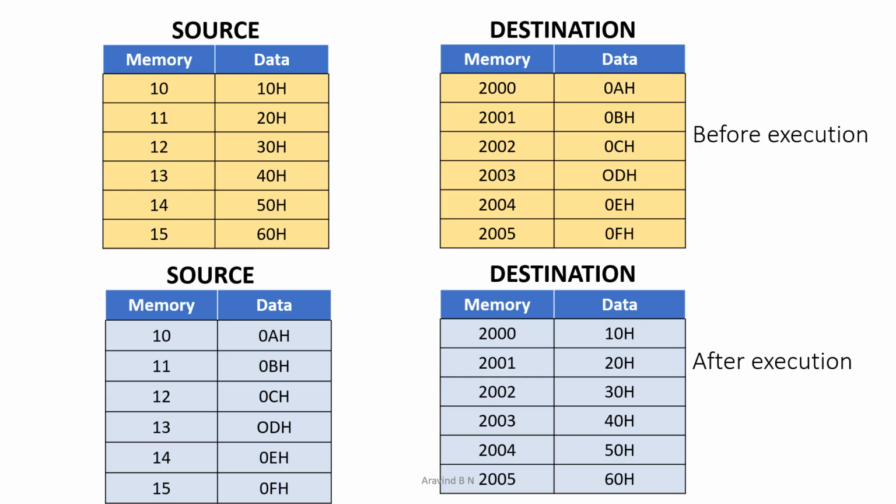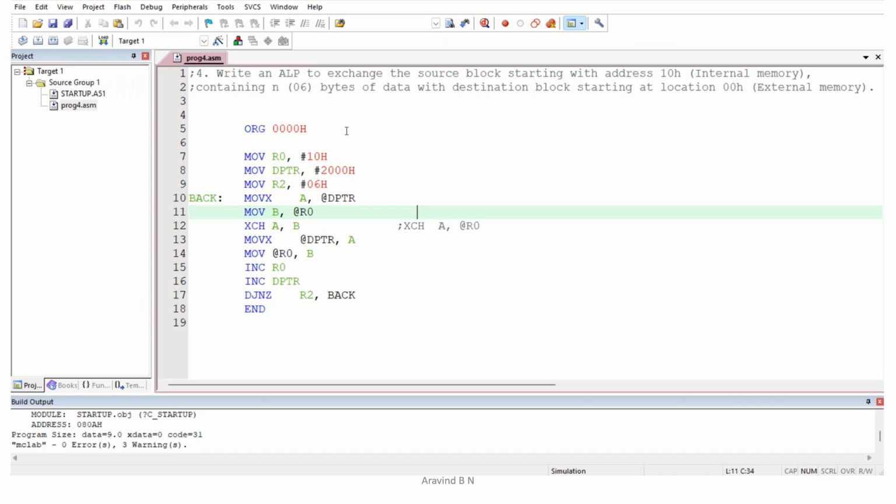After the completion of the execution, here is the comparison. Before execution, this was the data that we loaded, and after execution, the exchange of the data has happened between the source and the destination, that is between the internal memory location and the external memory location. Now let us simulate the program. So first build the program, no errors.